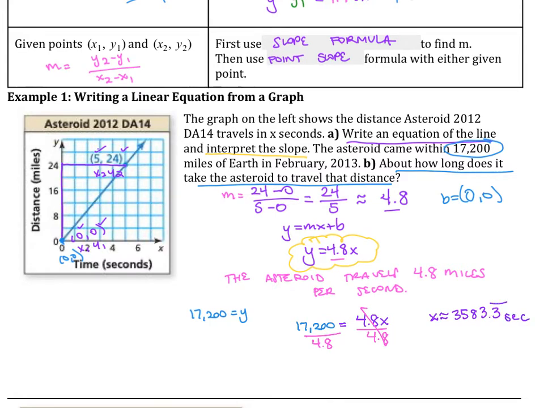Now, 3,583.3 seconds, that's okay. But we really want to convert it to some other time. So seconds, we know we can convert that, right? 3,583.3 seconds. If that's seconds, we want to convert it to minutes, right? So every 60 seconds, that's 1 minute. And then for every 60 minutes, that's 1 hour, right?